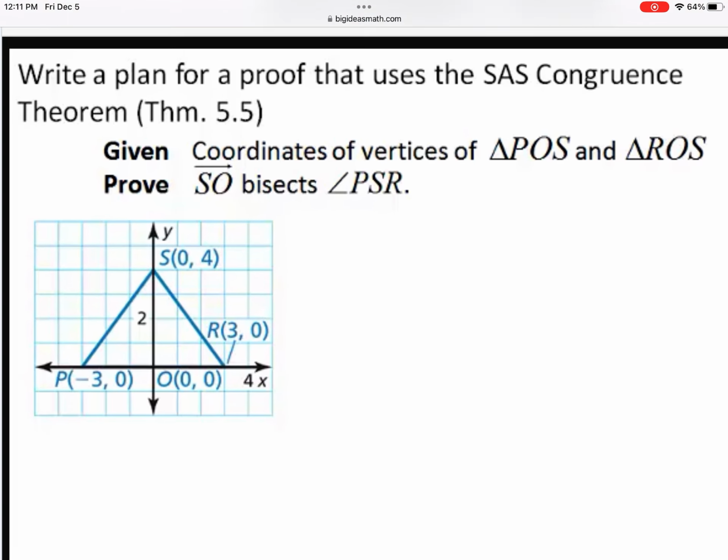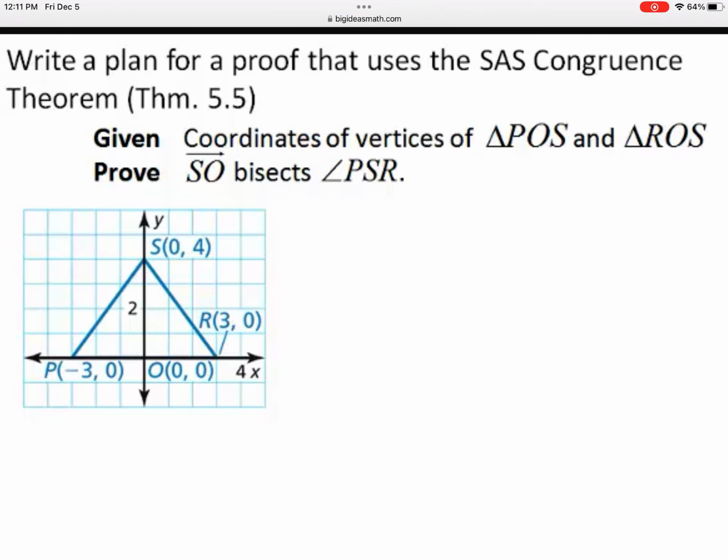Write a plan for a proof that uses the SAS congruence theorem. Given the coordinates of vertices of triangle POS and triangle ROS, prove that ray SO bisects angle PSR.